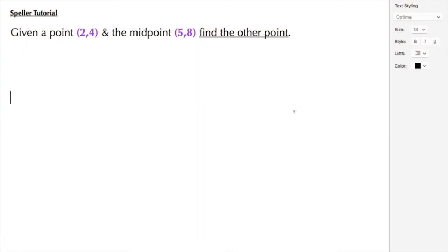In today's tutorial, we're going to use the midpoint formula to help us solve a problem. So given a point (2, 4) and the midpoint of (5, 8), we need to find the other point.